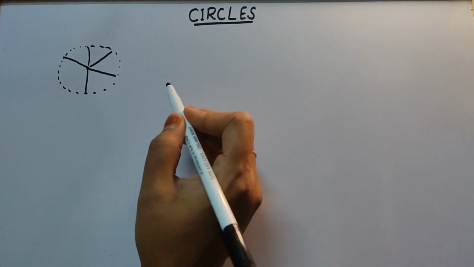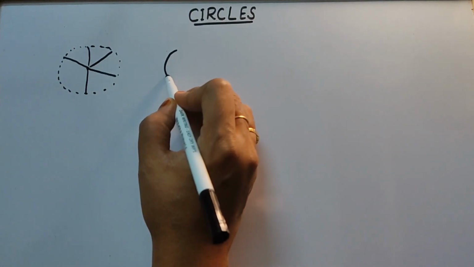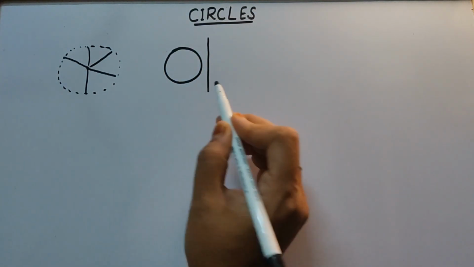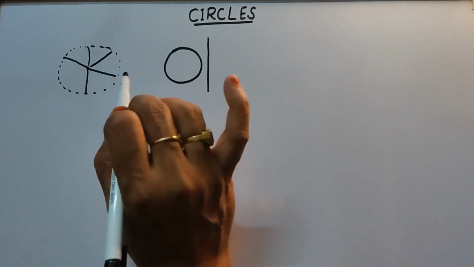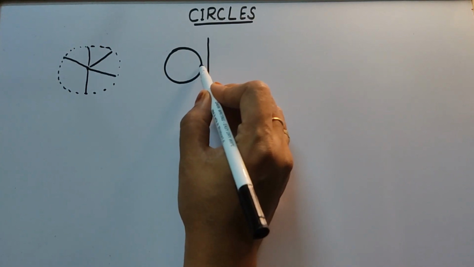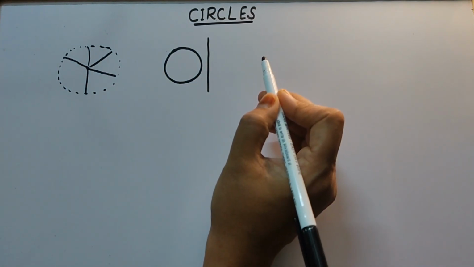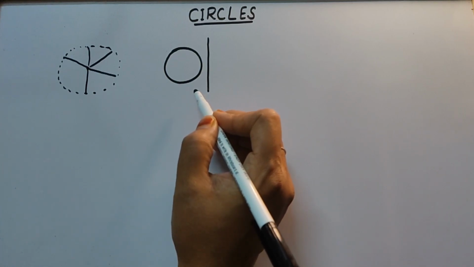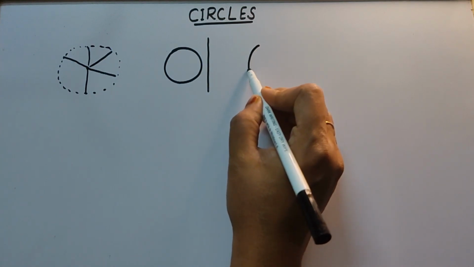Now let us consider a circle and a line. The line and the circle have no common points. Can you find any common points here? No, that means it is not touching. The line is not touching the circle, so we call it a non-intersecting line. What do we call it? Non-intersecting line.